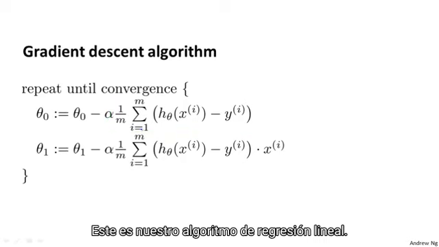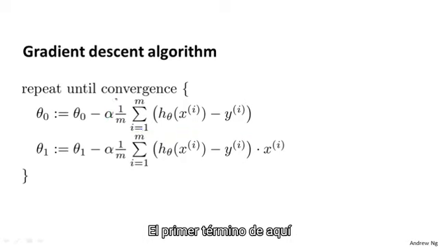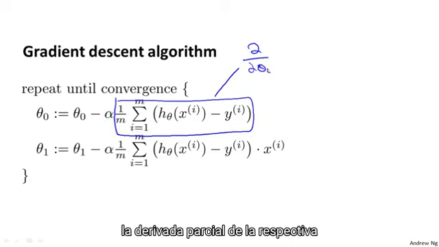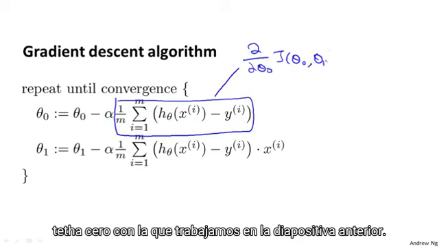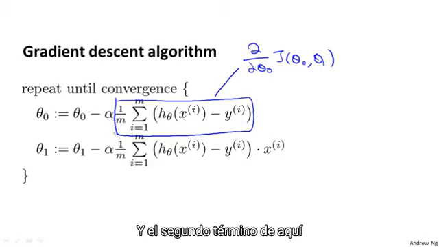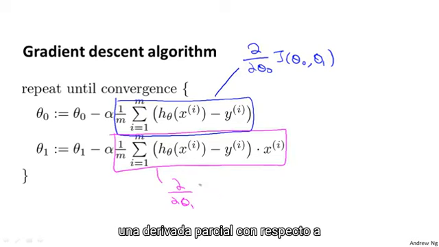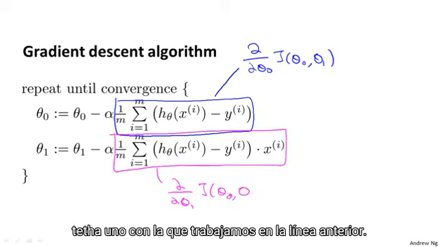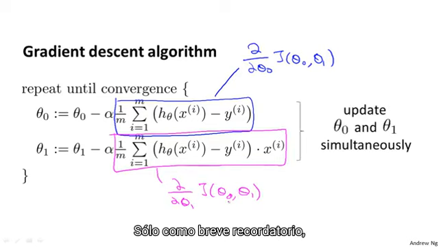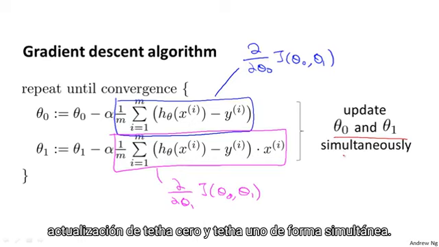So here's our linear regression algorithm. This first term here is of course just the partial derivative with respect to theta 0 that we worked out on the previous slide. And this second term here is just the partial derivative with respect to theta 1 that we worked out on the previous slide. And just as a quick reminder, when implementing gradient descent, there's actually this detail that you should implement it so as to update theta 0 and theta 1 simultaneously.